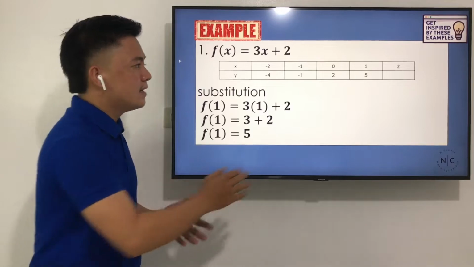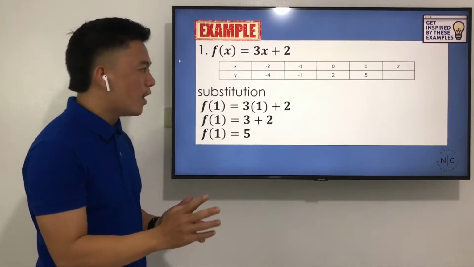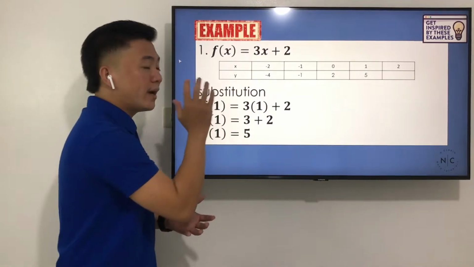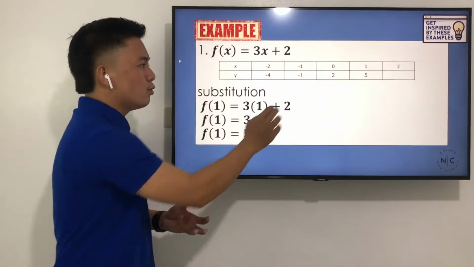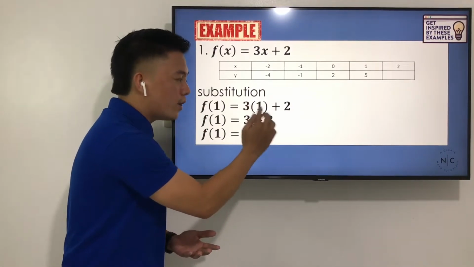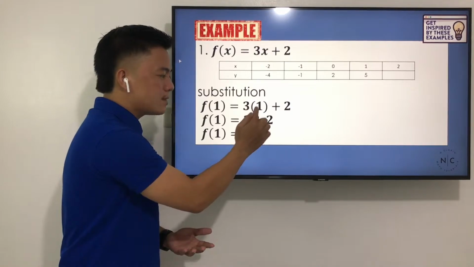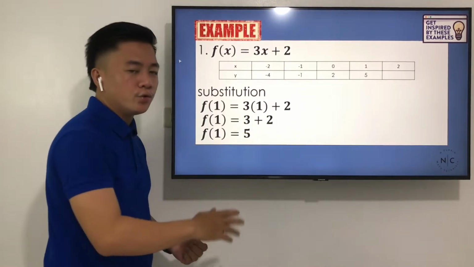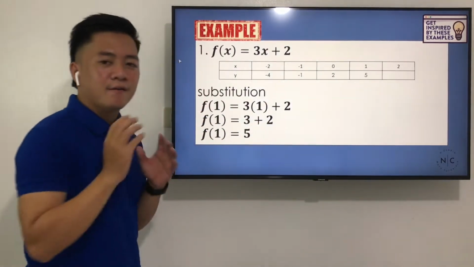Next is, whenever our x is positive 1, so yung y daw natin is 5. So again, substitution tayo. Yung x, yung kukunin natin, tandaan lang natin. So, 1. Substitute natin, f of 1 is equal to 3 times 1 plus 2. So, 3 times 1 is 3. And then bring down 2. 3 plus 2 is 5. So, yung y natin is 5.